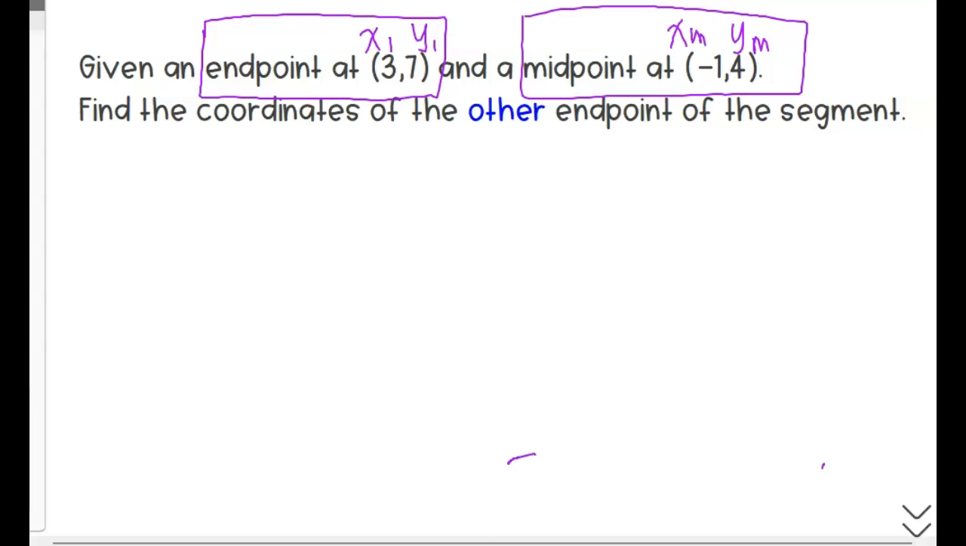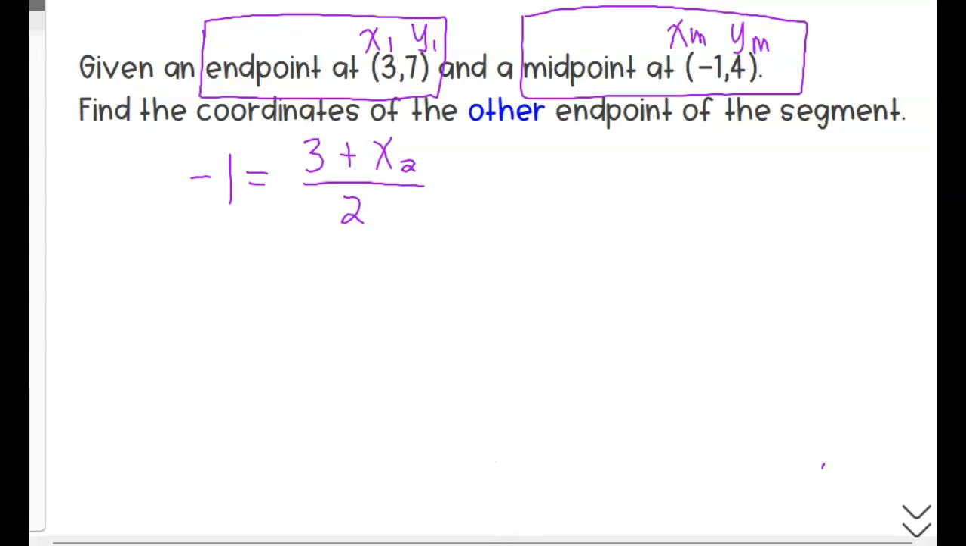What am I plugging in for xm? Negative 1. Because I already know the midpoint for x. So x is at negative 1. What's the first x coordinate? 3. You labeled it, right? And then do I have the second x coordinate? No, that's the one that's missing. That's what I want to find. So x2 divided by 2. Okay. And then now we just solve.